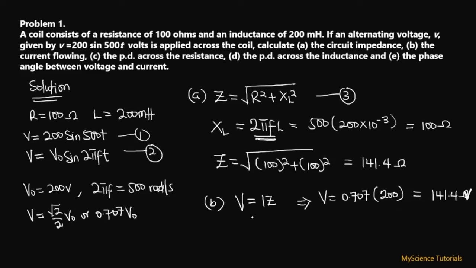volts as our voltage. Now that we've established that fact, we can now go ahead and make current the subject over here. So if we make current the subject, we are going to have the ratio of voltage to the impedance. Now the voltage we have is 141.4, and then the impedance is also the same thing, 141.4. So this is going to give us a current of 1 ampere. Now the next thing we want to look at is the C aspect, which is the potential difference across the resistance and then the potential difference across the inductor. So let me get some space and then we continue.